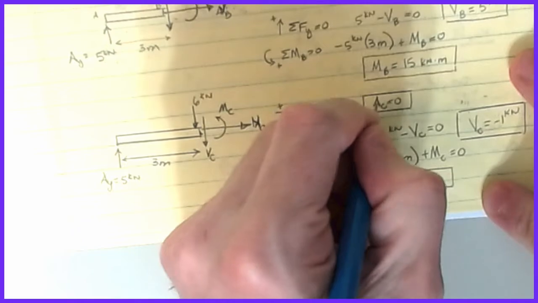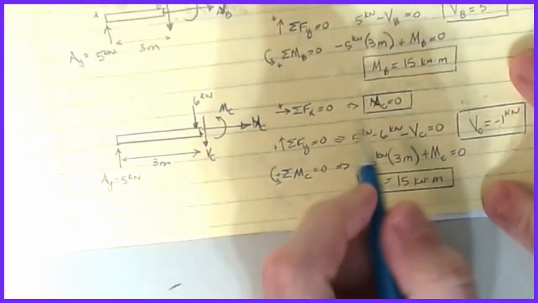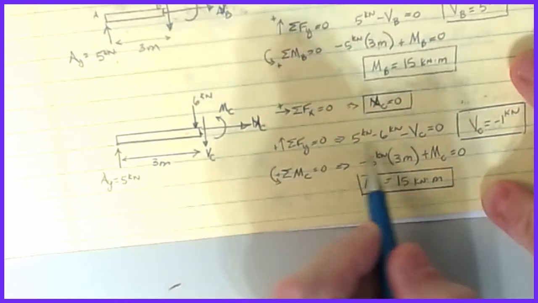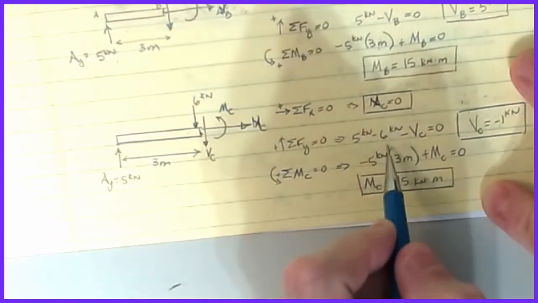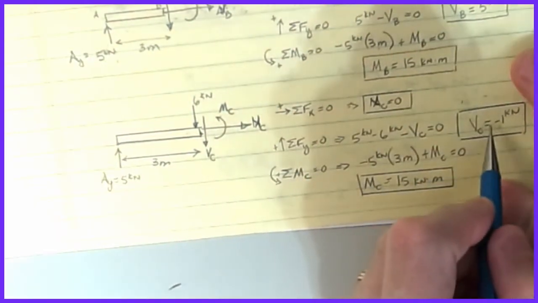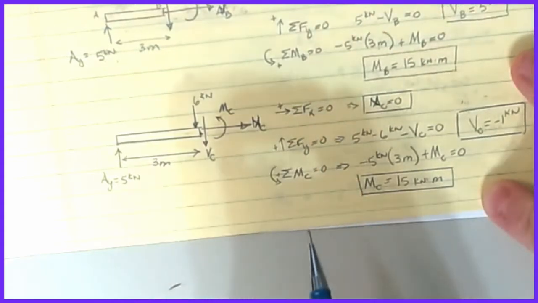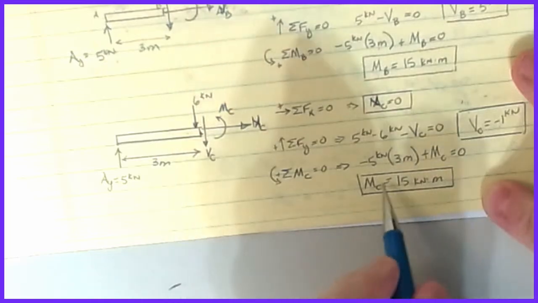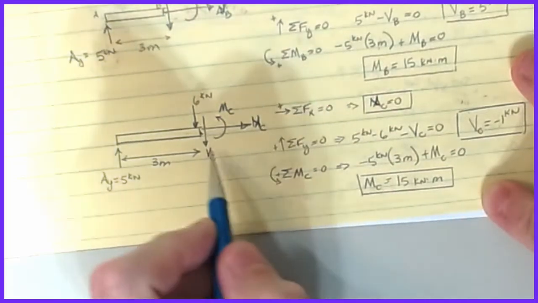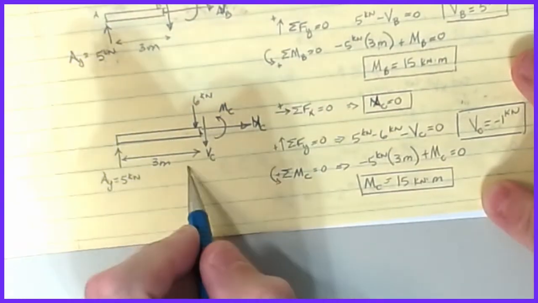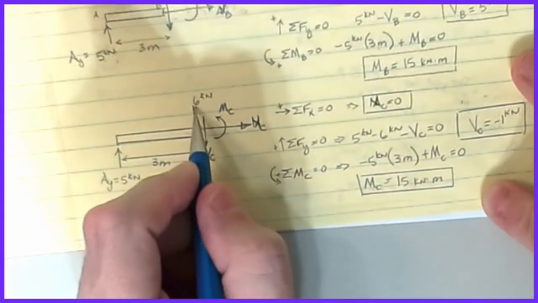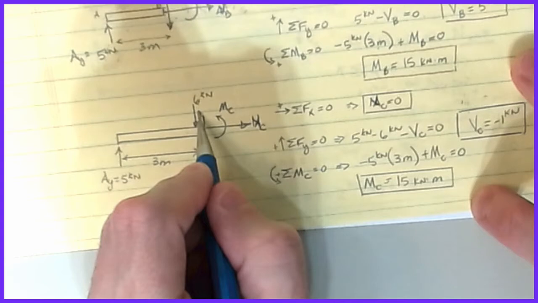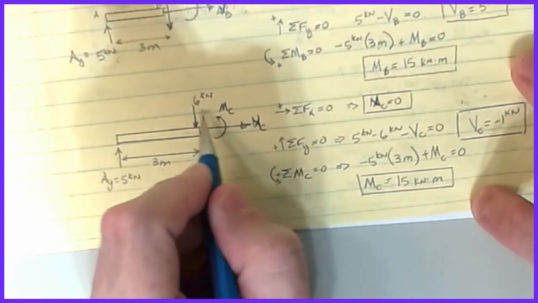Just like before, the NC is 0. Sum of forces in Y equals 0. I have 5 up, I have 6 down, minus VC. VC is now a negative 1 for the shear on that particular one. Then the moment in a similar fashion is going to be equal to minus 5 times 3. I do technically have a 6 on this one, but that's going to be 6 times that really, really tiny, almost 0 number.